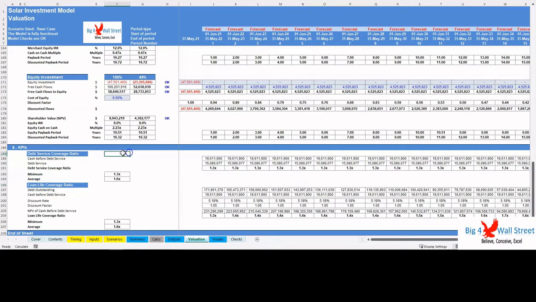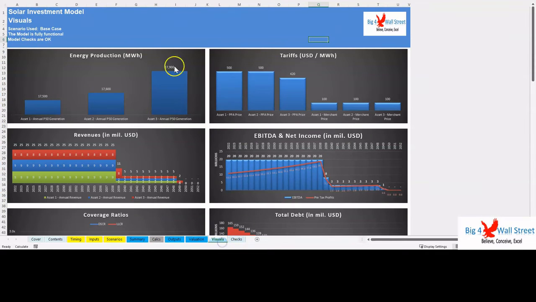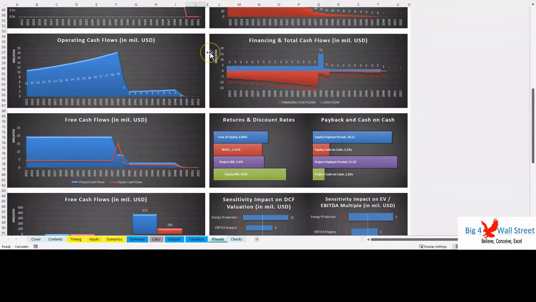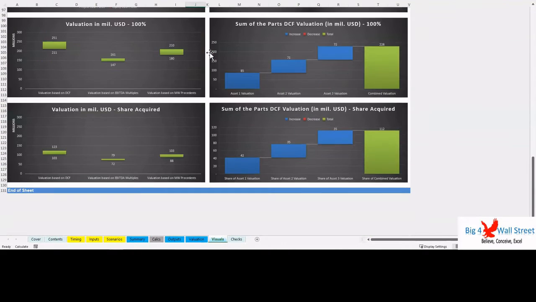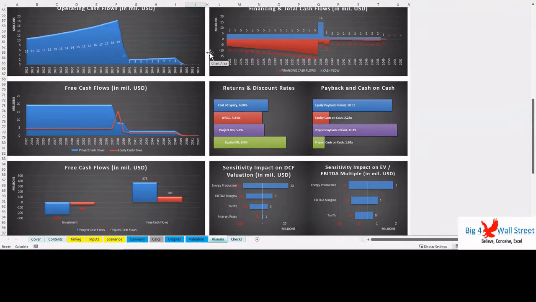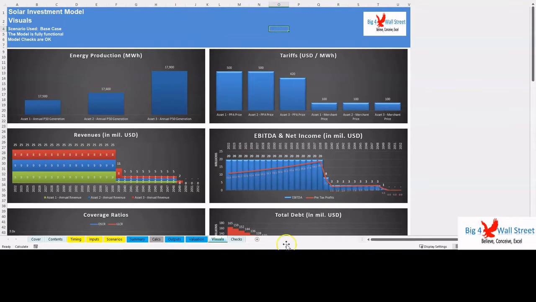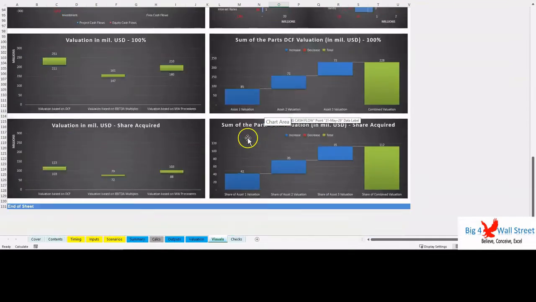In the Visuals tab, various graphs present the investment and operating costs as well as the energy generation potential. Then multiple charts present the performance of the project from revenues to bottom line along with debt and cash flows, which results in a valuation on a project basis as well as on an equity basis together with the internal rate of return of the project and payback period metrics.